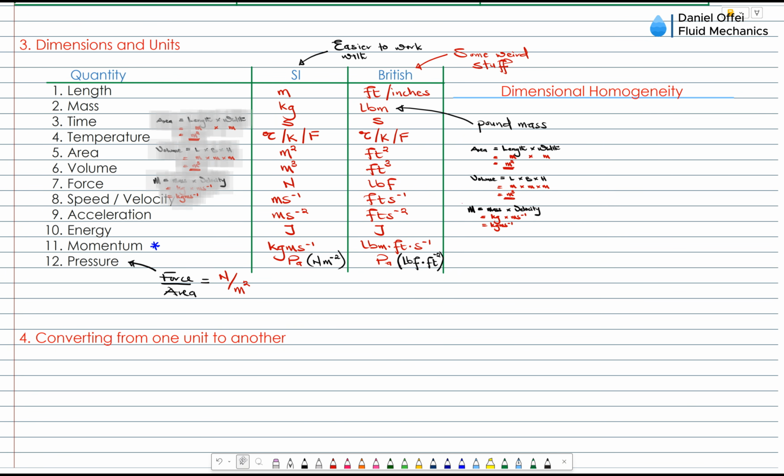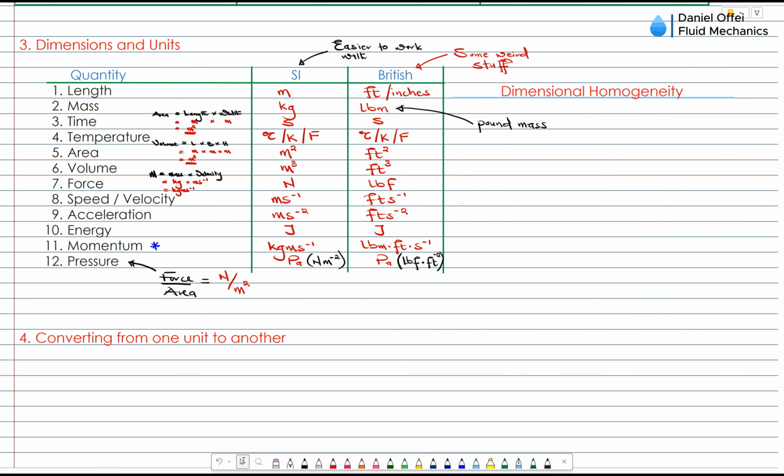Then we have what we call dimensional homogeneity, which says that we shouldn't add or subtract two things when their units are not the same, because 2 plus 2 is not always equal to 4. You can have 2 apples plus 2 apples, which is equal to 4, but 2 apples plus 2 tables, we don't know how to put that together. So always make sure you have the same units before you can add.